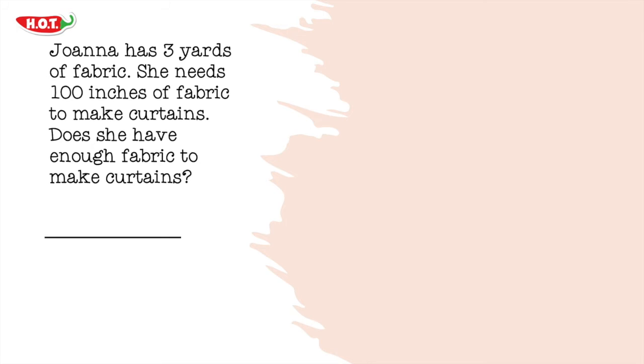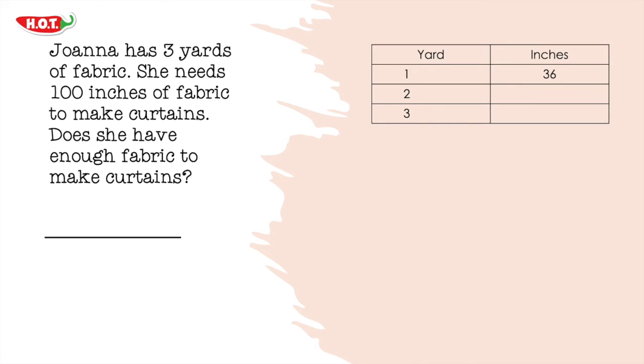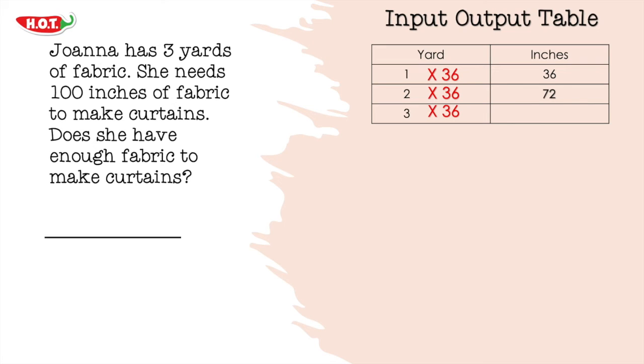Problem. Joanne has 3 yards of fabric. She needs 100 inches of fabric to make curtains. Does she have enough fabric to make curtains? So we need to convert 3 yards into inches. Let's start off with our input-output table. 1 yard equals 36 inches. So I'm going to multiply 1 times 36 and it gives me 36. Let's do the same thing for the next one. 2 times 36 gives me 72. 3 times 36 gives me 108. So I have 108 inches.